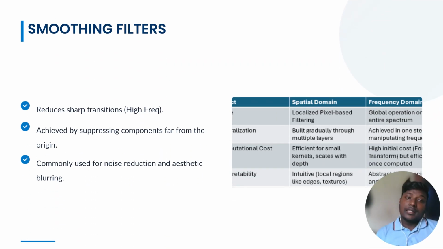Smoothing filters. Let's focus on smoothing. By attenuating high frequency components, we reduce sharp transitions. This results in image blurring and is highly effective for removing salt and pepper noise or preparing an image for high level object detection.